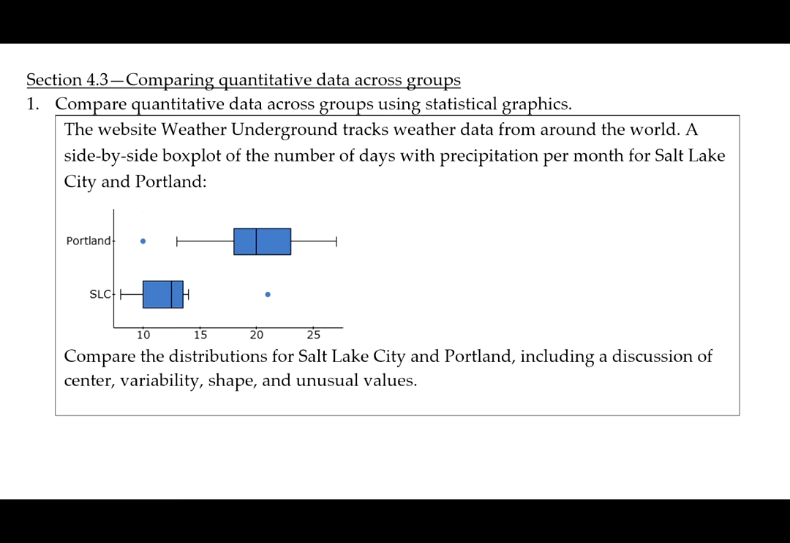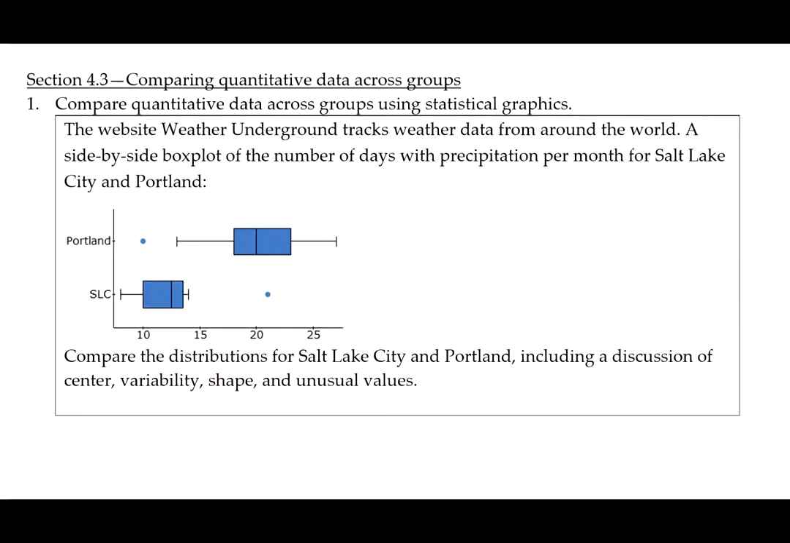A side-by-side box plot of the number of days with precipitation per month for Salt Lake City and Portland is given here below. Compare the distributions for Salt Lake City and Portland, including a discussion of center, variability, shape, and unusual values. Side-by-side box plots work really well for comparing distributions because you can put them on the same scale.